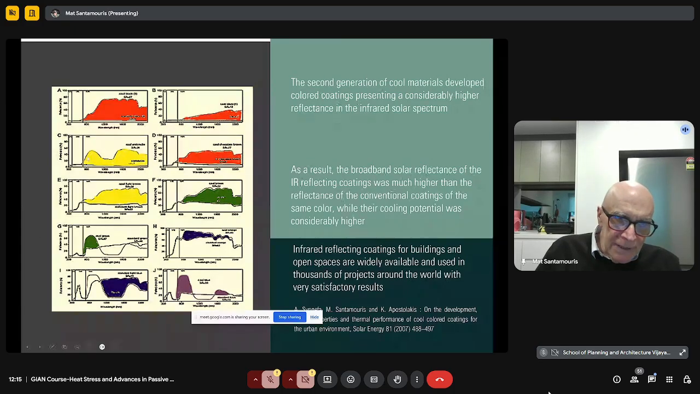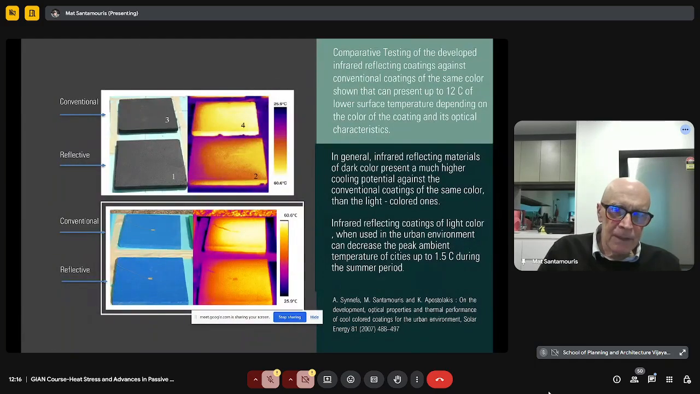We have succeeded to increase the reflectance of the materials in the infrared. So in this case, we have tremendously increased the broadband reflectance of the material. And this is for the red, this is for the black, this is for the green, this is for every color. The result. See the comparison, for example, of two black surfaces. This one is conventional, and this one is reflective. This one presents about 25 degrees higher temperature than the reflective one.